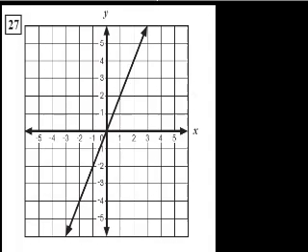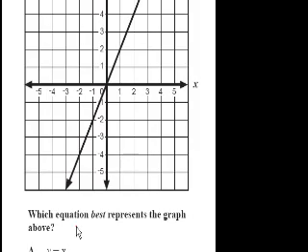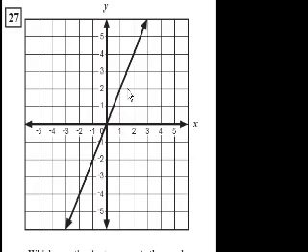We're on problem 27, and the question is, which equation best represents the graph above? Before even looking at the choices, let's see what we could figure out about this graph. What's its y-intercept? If this is the equation of a line, y is equal to mx plus b, where m is the slope and b is the y-intercept.